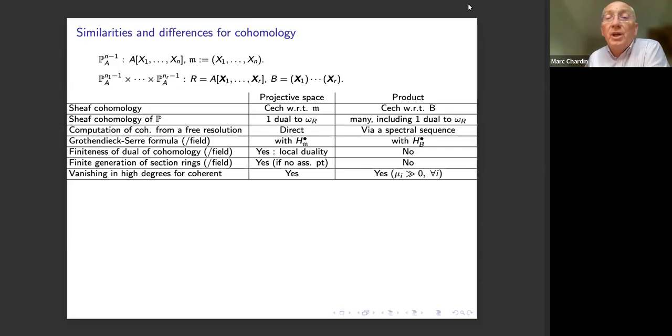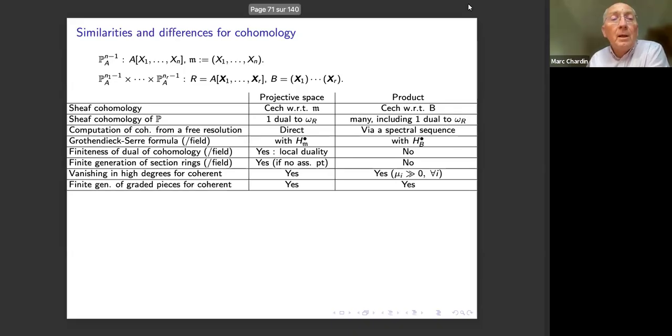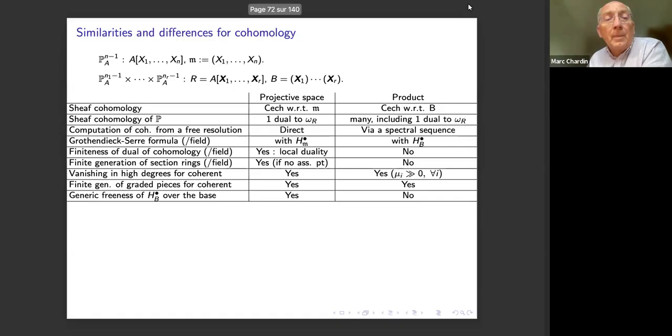The vanishing in high degree for coherent sheaves holds in both cases, except that, of course, in the product you need all partial degrees to be big enough. The finite generation of graded pieces for coherent sheaves is also true in both cases. But generic freeness is not true in both cases.